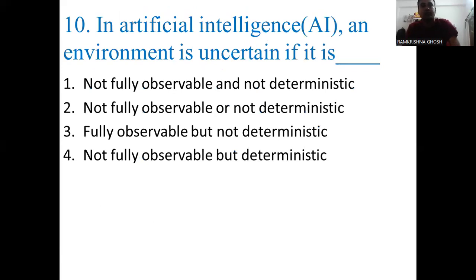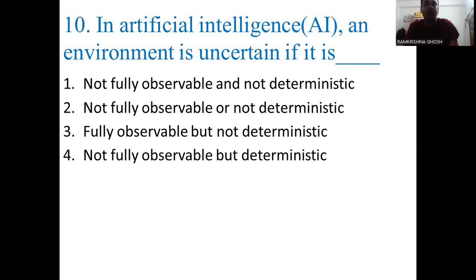Today's last question. In artificial intelligence, an environment is uncertain if it is option 1, not fully observable and not deterministic. Option 2, not fully observable or not deterministic. Option 3, fully observable but not deterministic. Option 4, not fully observable but deterministic.